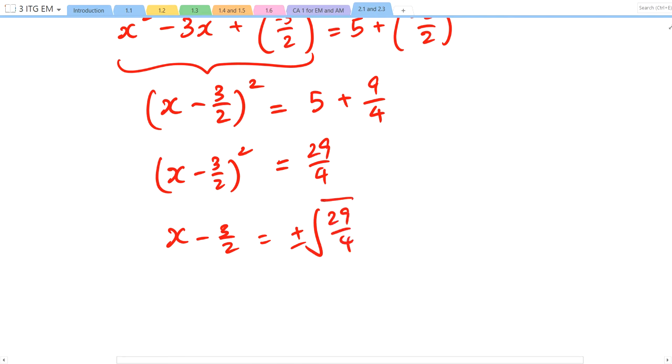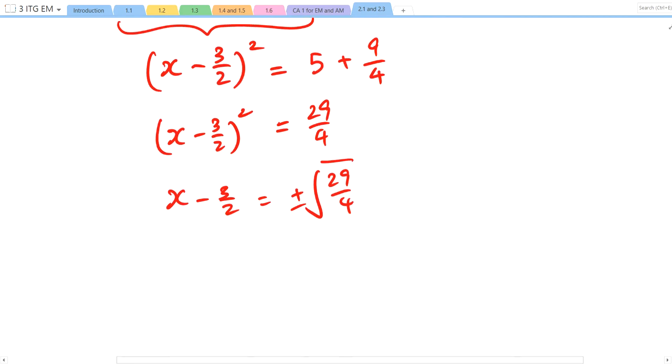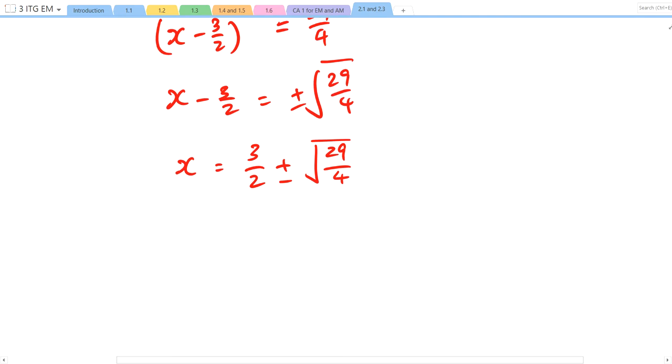Can I square root 29 and get an integer? No, I can't. Do you want to evaluate it now? Do you want to use your calculator and show you what is the value of square root 29 at this point in time? No, it's not going to help you. You're going to end up with many digits, many numbers. So our x is going to be 3 over 2 plus minus square root 29 over 4. This is the exact value.